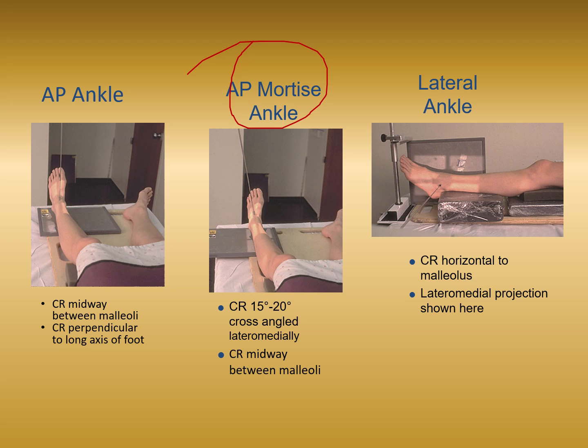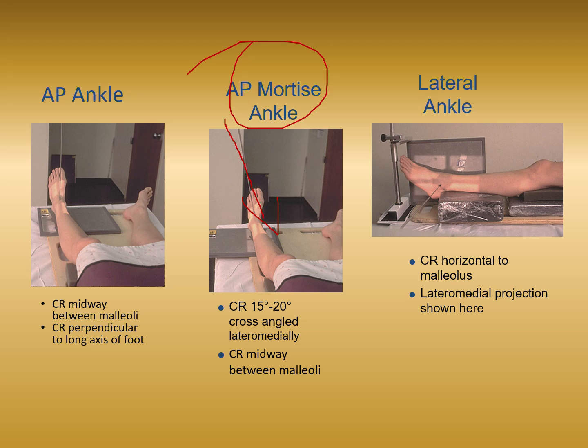So what do we do? We do another one of those little cross angles. It's not as much as we did before for the foot. We looked at the cross angle for the foot, but because the foot position was a 45-degree rotation, we cross-angled that amount for the foot.